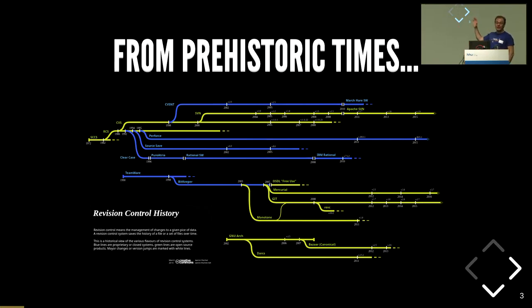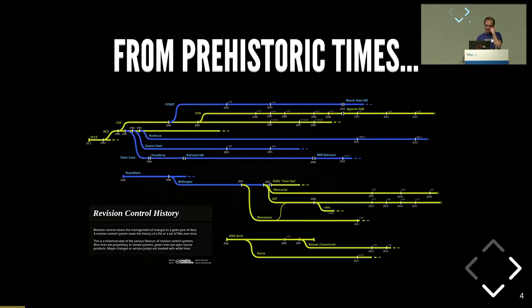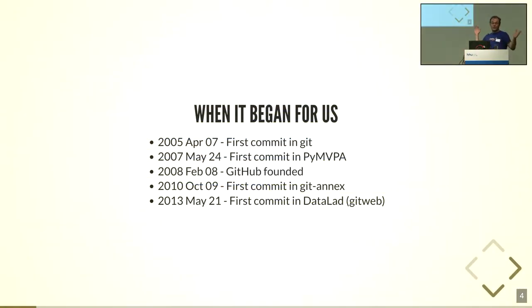So that's when pretty much Git and Mercurial and Bazaar appeared, right? And this is one of the exemplar timelines, which I kind of liked. There is attribution you could find for where it originates. For us, it began somewhere in 2007; Git was invented in 2005. We used SVN and CVS before that. The first commit in PyMVPA, one of our projects, was in May 2007.